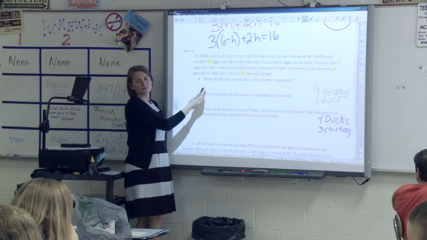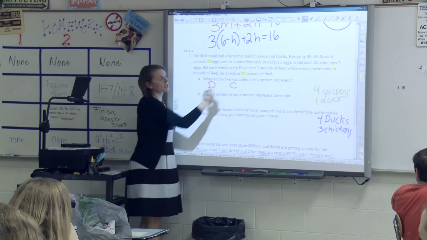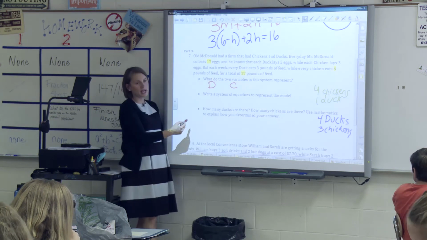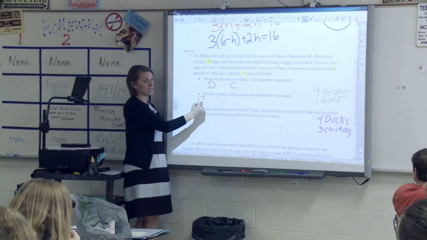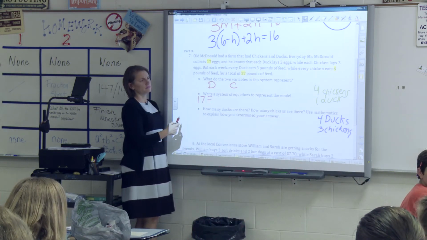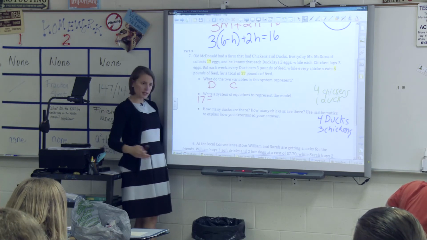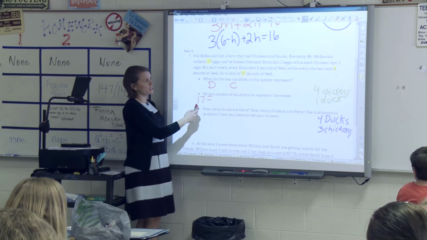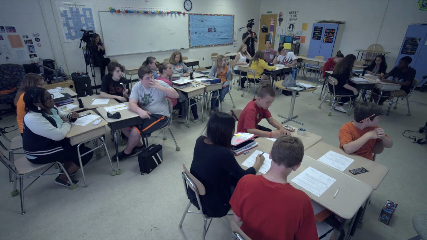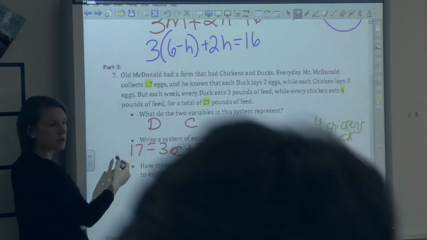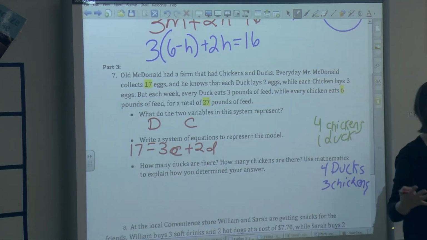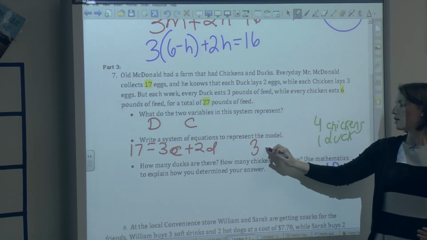The two variables are D and C, because we're talking about the ducks and chickens. Everybody was really good at coming up with the equation to model the number of eggs they lay, which is 3C plus 2D equals 17. All right, so 3C plus 2D gives us the number of eggs they lay, right? Now we need the whole other situation, which is the amount of feed there is, which is 3C plus 2D equals 27.